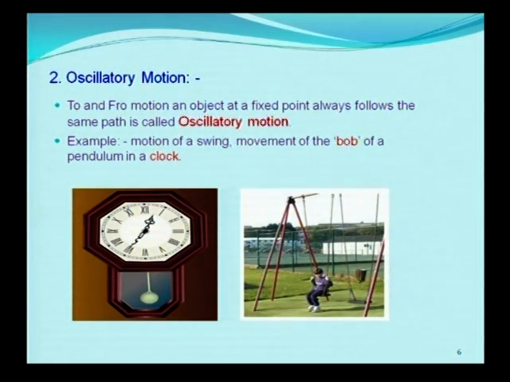We can take the example of a pendulum clock. In ancient days, they used a pendulum clock for telling time. Here we can see that a big bob is there. How does the big bob move? It moves sideways, to and fro. In the next case, we can see the boy swinging: he moves front and back. Here what is happening? To and fro motion. So this type of motion is known as oscillatory motion.